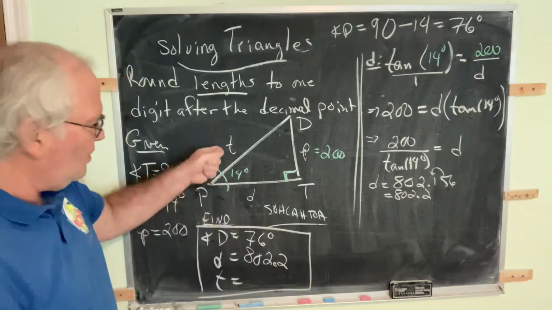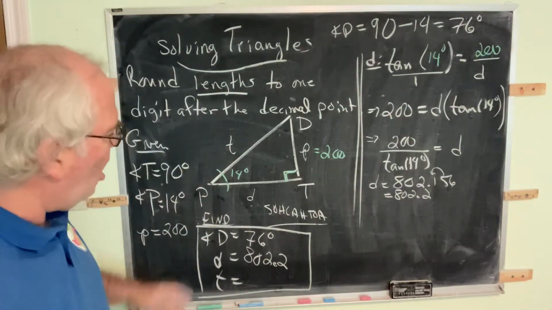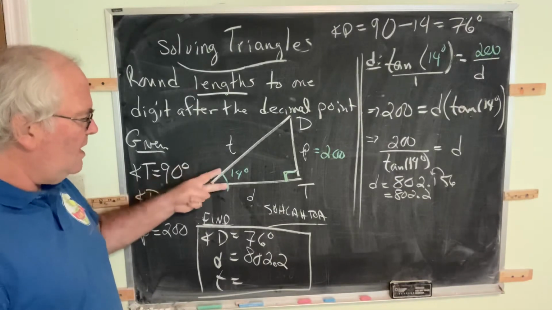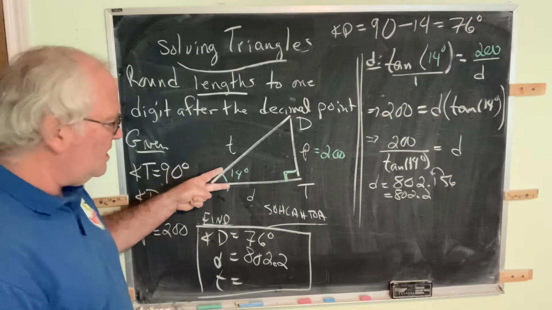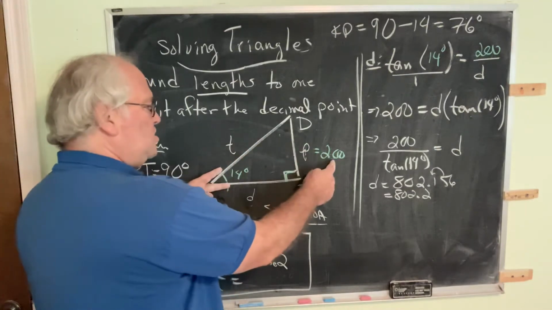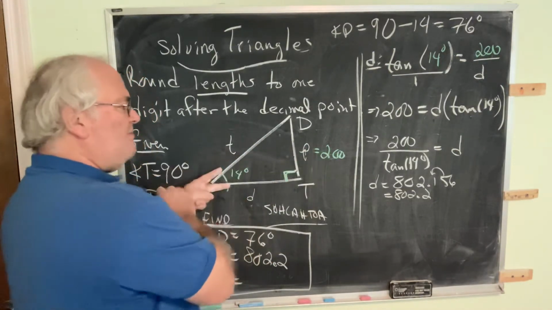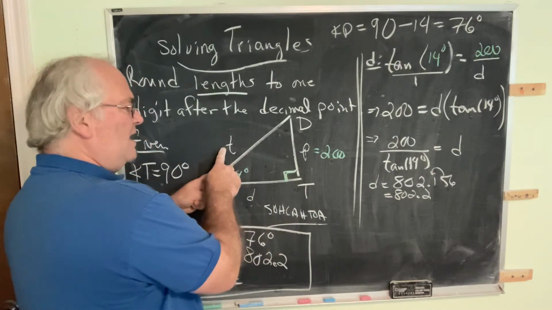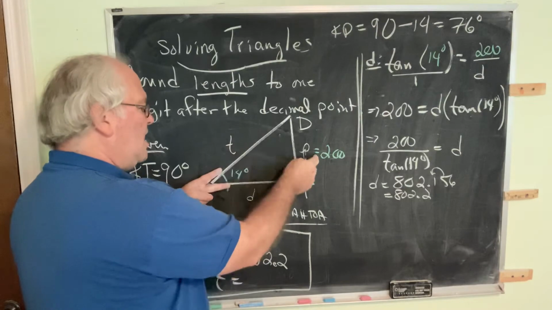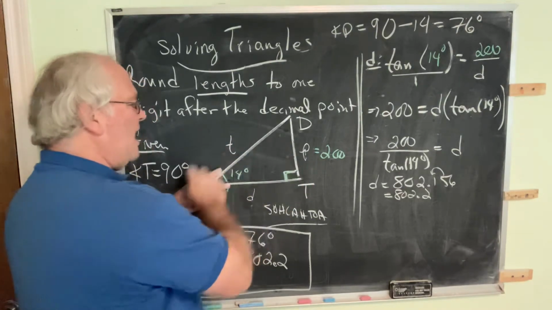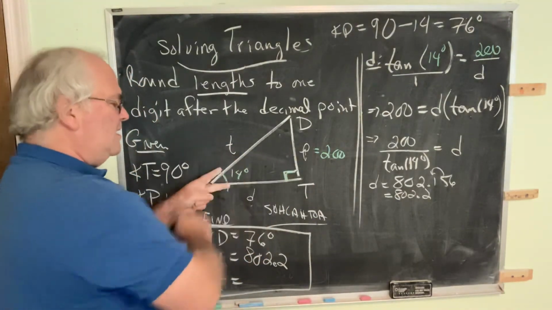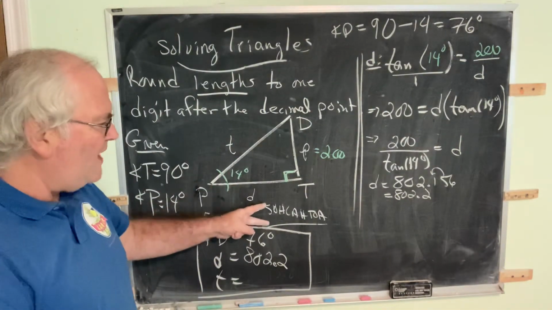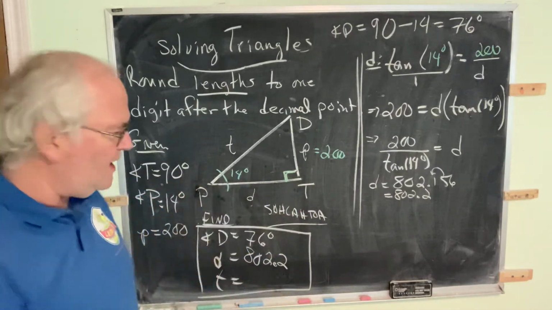What's left is to find lowercase t. Again, always go back to the given information. From the perspective of 14 degrees, given is 200, desired is hypotenuse. Given is opposite, desired is hypotenuse. Which function involves opposite and hypotenuse? Sine is opposite over hypotenuse. Once you have that, just write it down. Just say it and write it.